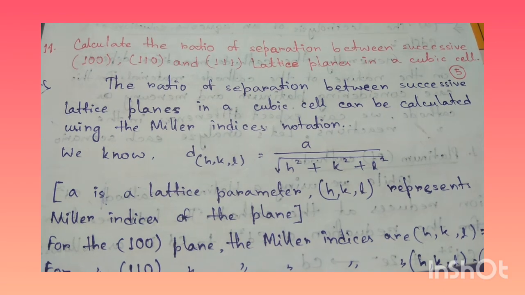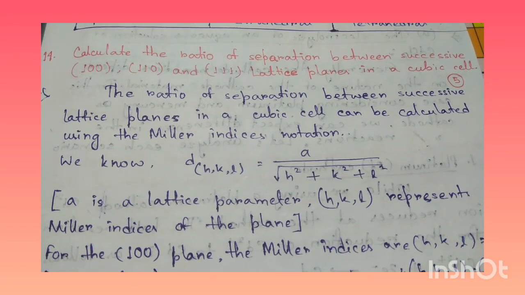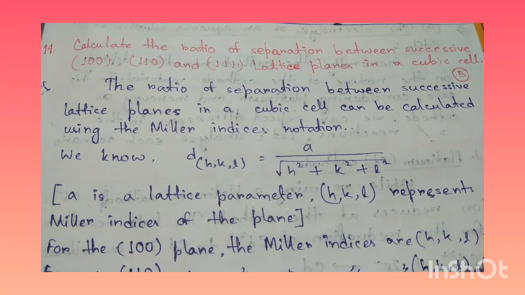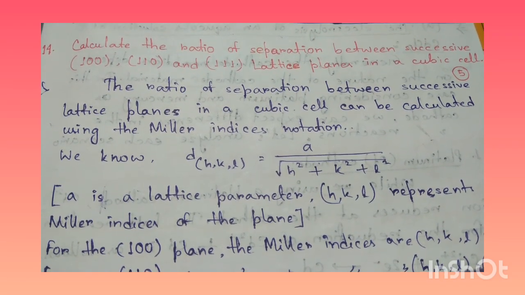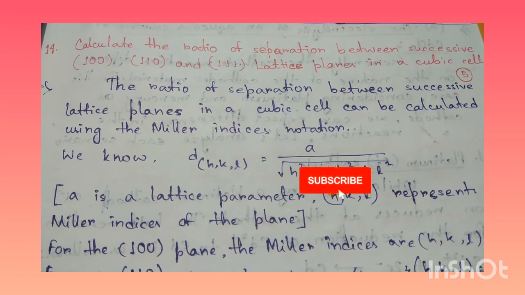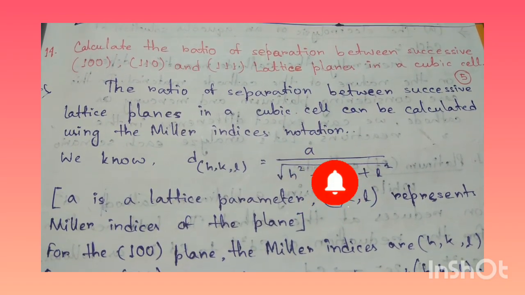Now I am going to solve question number 14. Calculate the ratio of separation between successive 100, 110 and 111 lattice planes in a cubic cell. I think it is the easiest question for you.